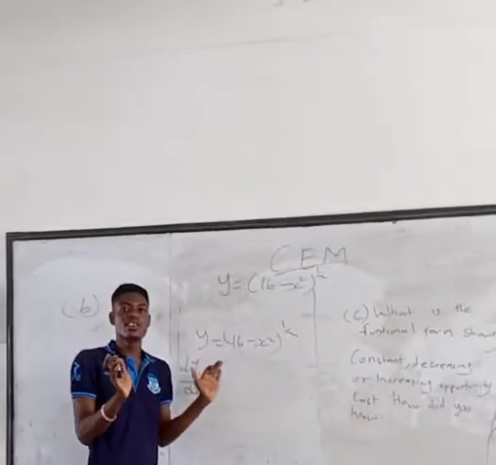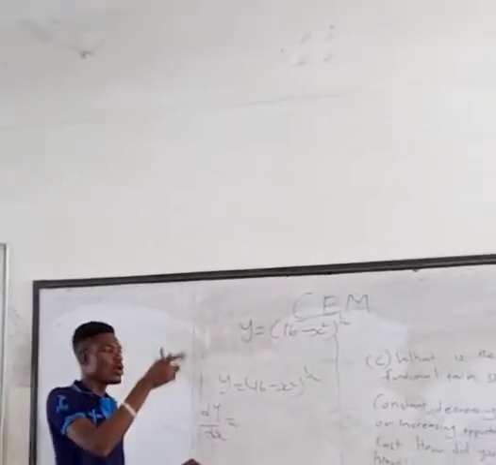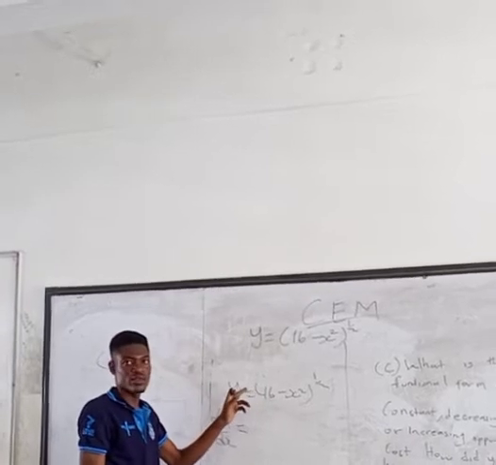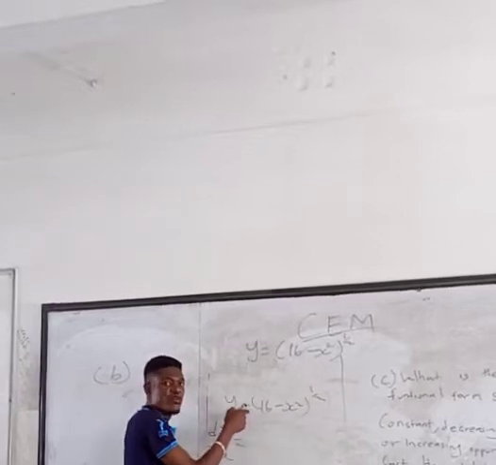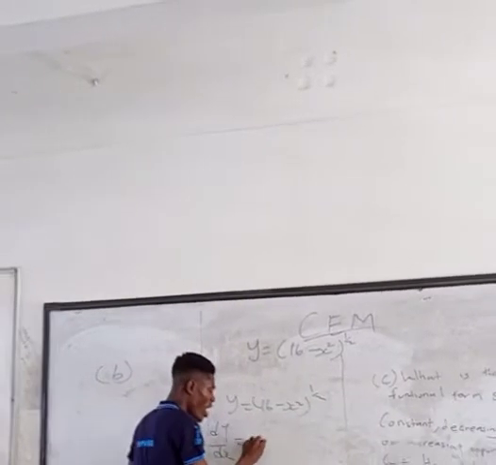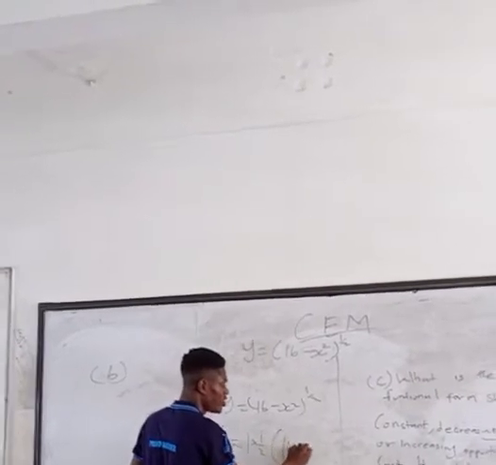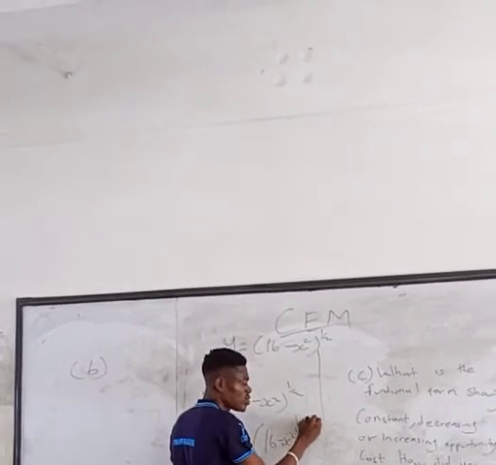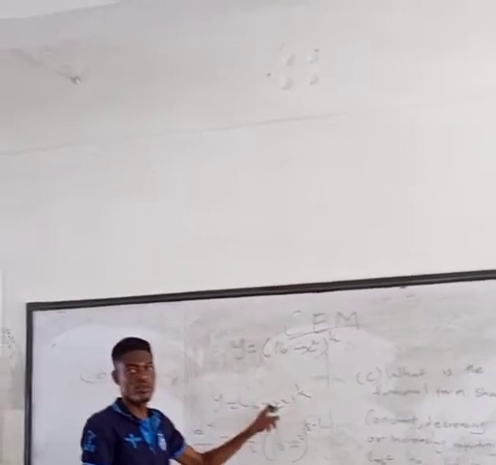How do we bring this power down? In differentiation, the power multiplies the coefficient and you subtract one from the power. So we have half here. We multiply the power by the coefficient of 1, so we have 1 times 1 over 2, in the bracket 16 minus x squared. Then you subtract 1 from the power, that's half minus 1.